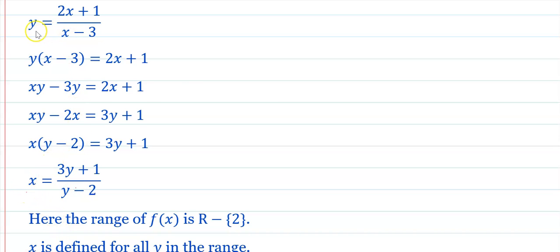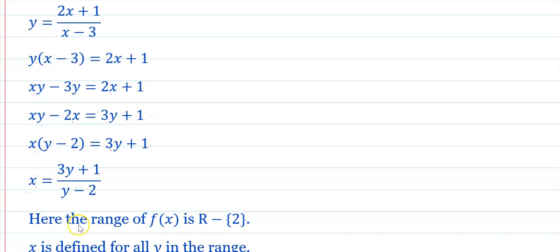Okay. Cross multiplication, that is y into x minus 3 is equal to 2x plus 1. xy minus 3y is equal to 2x plus 1. Okay, xy minus 2x is equal to 3y plus 1. Take x as common, then in brackets y minus 2 is equal to 3y plus 1. Therefore, x is equal to 3y plus 1 upon y minus 2.